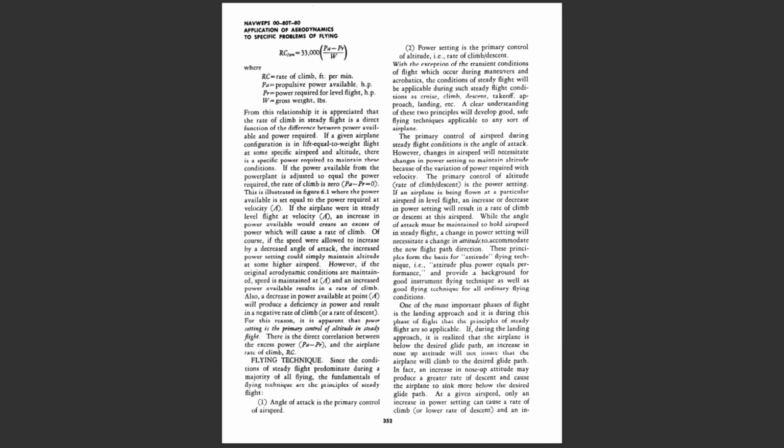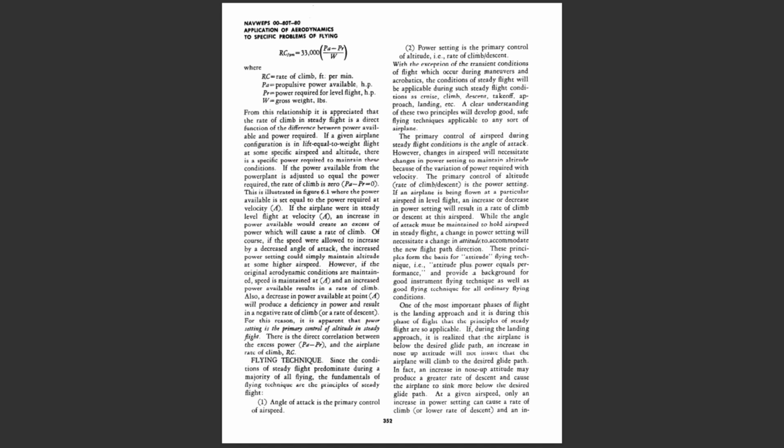From this relationship, it is appreciated that the rate of climb in steady flight is a direct function of the difference between power available and power required. If a given airplane configuration is in lift equal to weight flight at some specific airspeed and altitude, there is a specific power required to maintain these conditions. If the power available from the power plant is adjusted to equal the power required, the rate of climb is 0. PA minus PR equals 0.